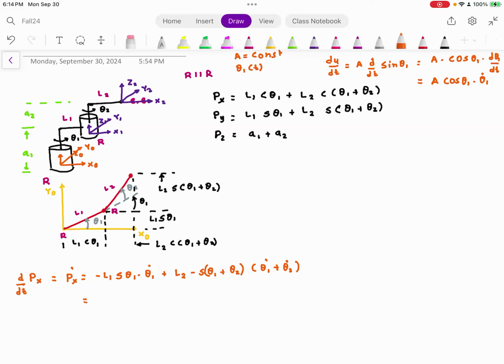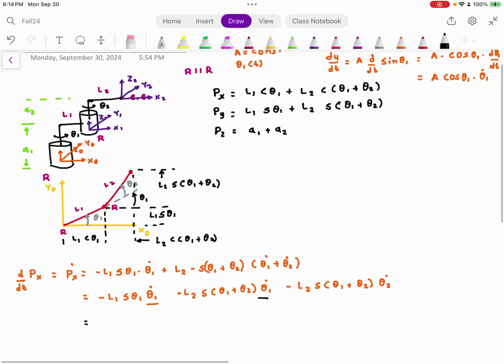Now, if I want to expand this further, I would say L1 sine theta 1 dot, this guy, plus L2, this is going to have minus sine theta 1 plus theta 2 theta 1 dot minus L2 sine theta 1 plus theta 2 theta 2 dot. So this expression is going to look like this. Now I have theta 1 dot here, I have theta 1 dot here.